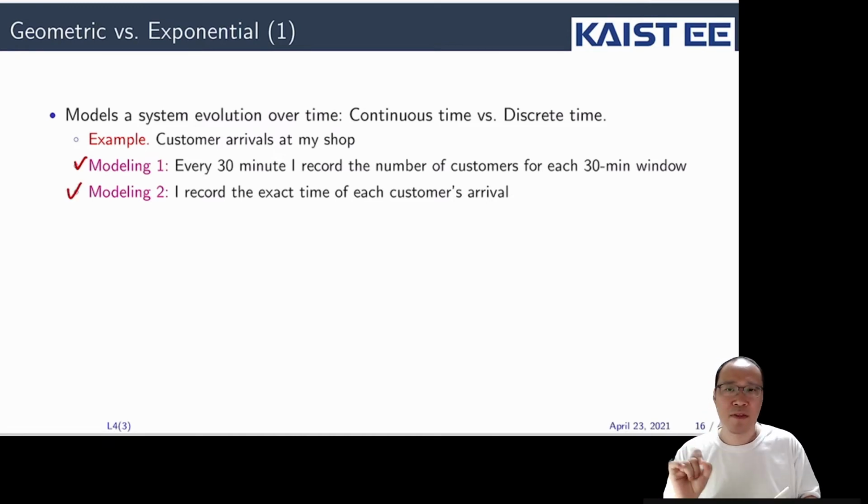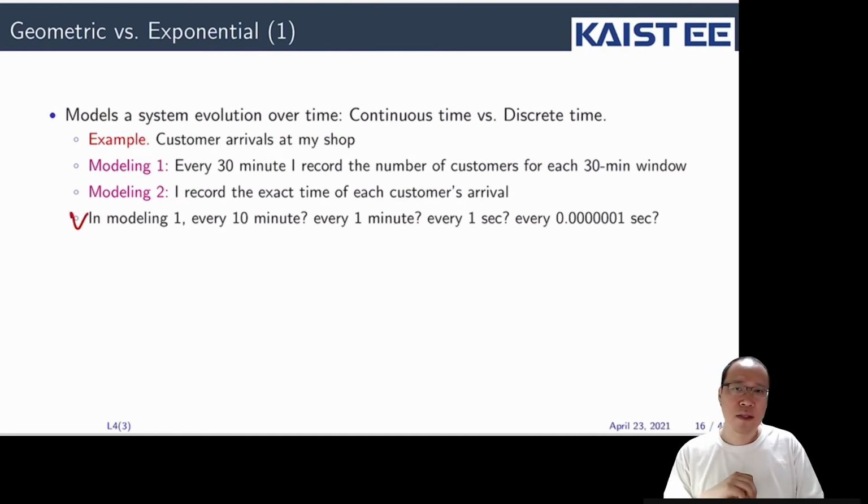The second modeling method is the continuous time, meaning that I'm gonna just record the exact time of each customer arrivals. Of course, the modeling 2 looks more exact than the modeling 1, but modeling 1 is one way of modeling the customer arrivals.